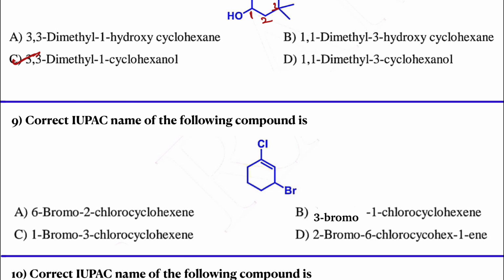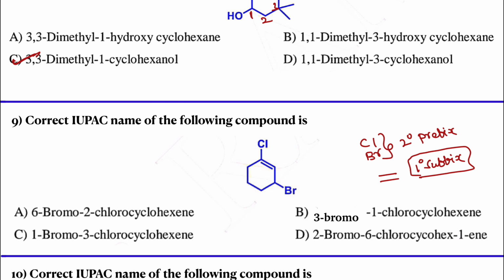Next, double bond is the functional group. Here chlorine and bromine names are secondary prefixes. Double bond name is a primary suffix. So the primary suffix always receives more priority when compared to the secondary prefix. So the double bonded carbon should get the priority. So here you can start from this carbon or this carbon. But whenever the double bonded carbon is getting the same number, then you have to consider substituents.